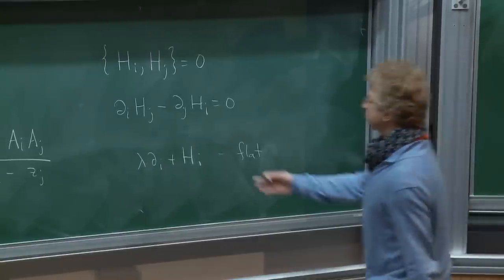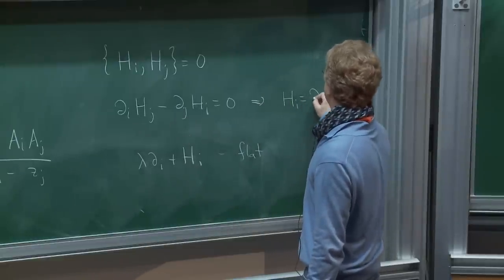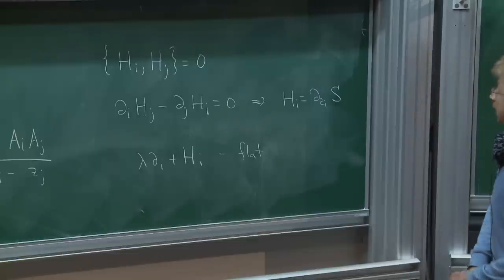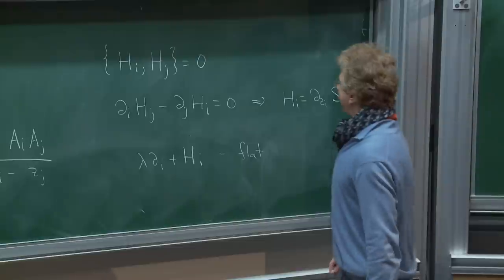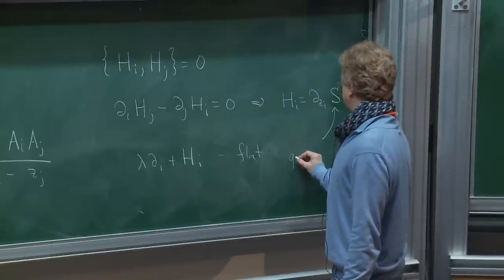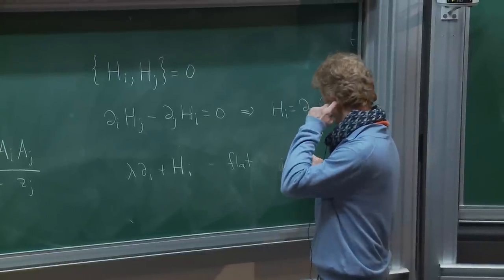So these conditions imply, in particular, that you can integrate them to some generating function. And so this function is usually called the isomonodromic tau function.